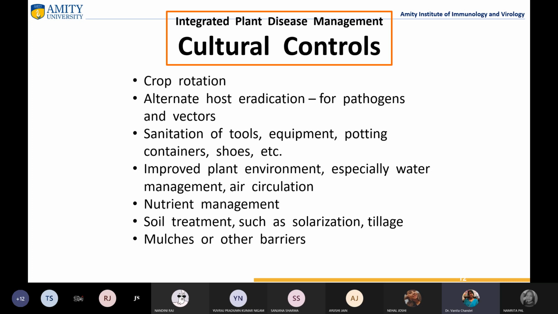Then the alternate host eradication. Alternate host means the other host plant. So when the primary host on which the pathogen attacks is not available, it is going to stay on the alternate host. If we remove this alternate host from the area, they are not going to survive there, right? This can be done. Then sanitation of tools, equipment, potting. This is basically for the viral pathogens, because they get transmitted this way, though fungal and bacterial pathogens also, but mostly the viral pathogens. So we should be very careful while we do these practices in the field.